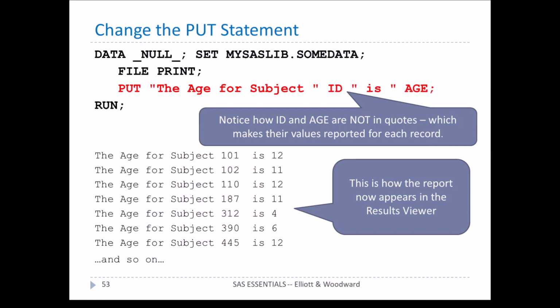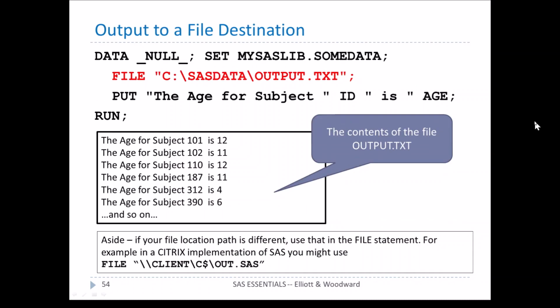So how can we do that? Again, we say data _null_. We're using the sum data set, file print. And now let's add to it. Let's enhance this put statement by saying put, and then in quotes, 'The age for subject ', ID, ' is ', age. So here we're going to have two variables, ID and age. And then we run that and we get a bunch of lines. The age for subject 101 is 12, the age for subject 102 is 11. So now we're getting something that looks like an actual report. Still a little bit boring, but nevertheless we're getting something output to the results viewer that's beginning to be a little bit more interesting.